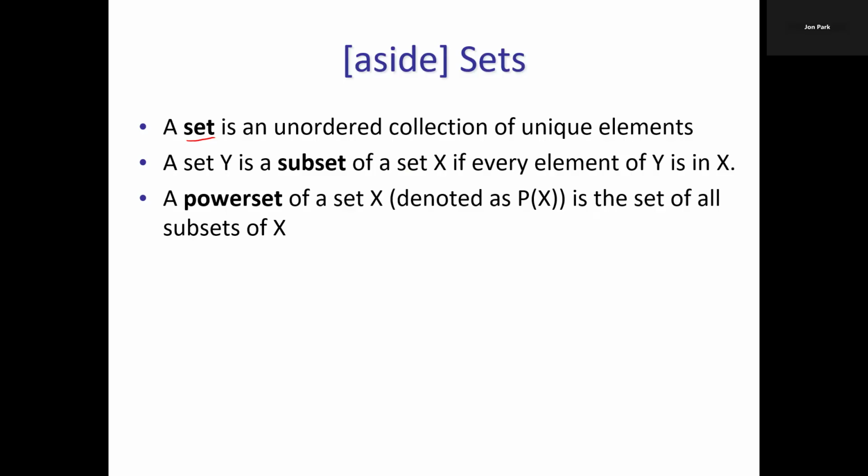So as a special case, Y could be an empty set. So every element of Y is in X, but there's no element in Y. Another special case is Y is X, in which case every element is in X, and then X doesn't have any other elements. But the point is, if there's an element in Y, that has to be in X as well, in order for Y to be a subset of X. Now, the power set of a set is the set of all subsets of that set.